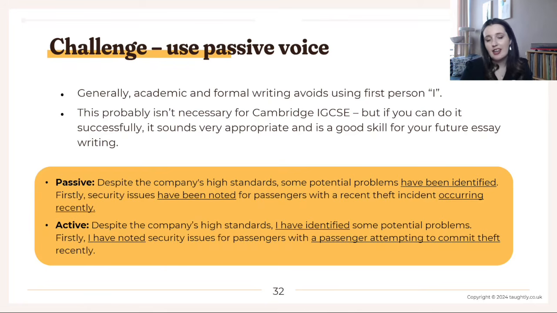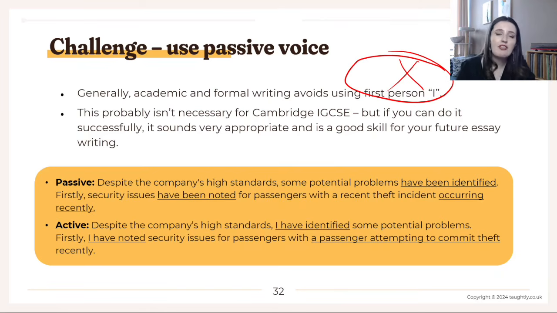So it sounds like they probably would be absolutely fine if you wrote in first person I. But passive voice is a good skill. It will help you in your academic essay writing more generally, and I do think that if you did it and did it well, Cambridge would appreciate it for style and accuracy in terms of your writing mark. So basically, passive voice is avoiding using first person I.